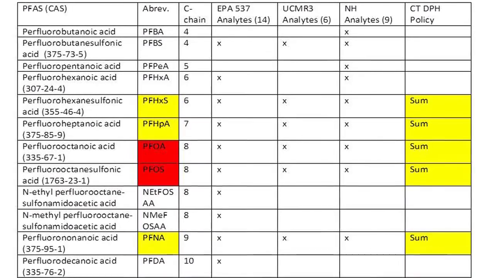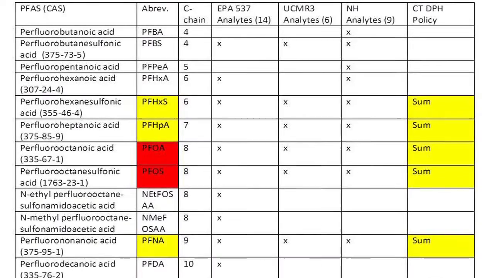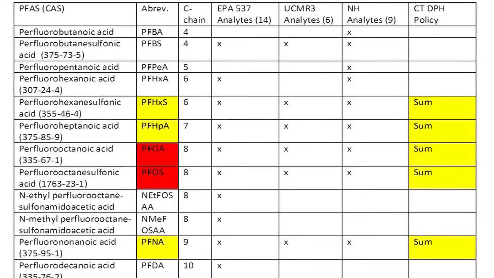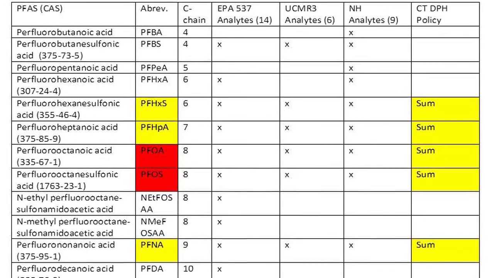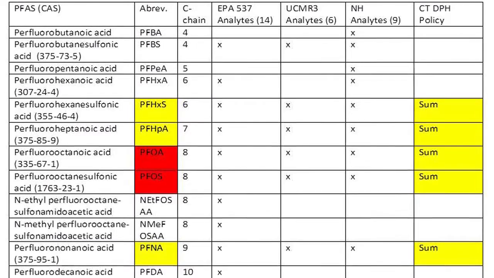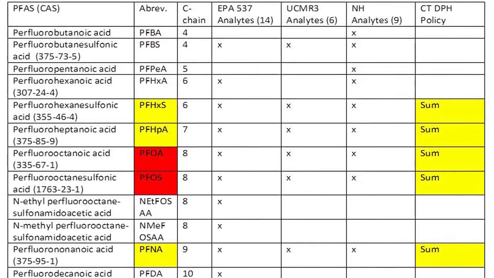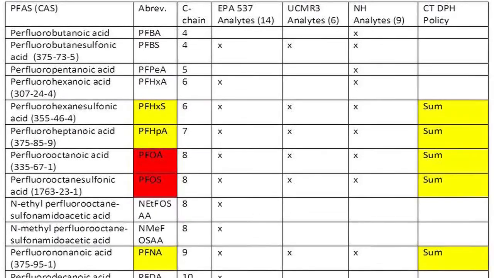I'll note that I think there's only one state that I'm aware of, which is Minnesota, that has a guidance value for shorter carbon chain compounds, and it's 7,000, so 2 orders of magnitude greater than the EPA drinking water health advisory for PFOS and PFOA.